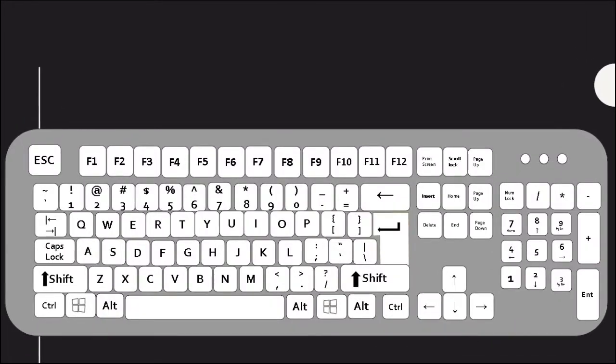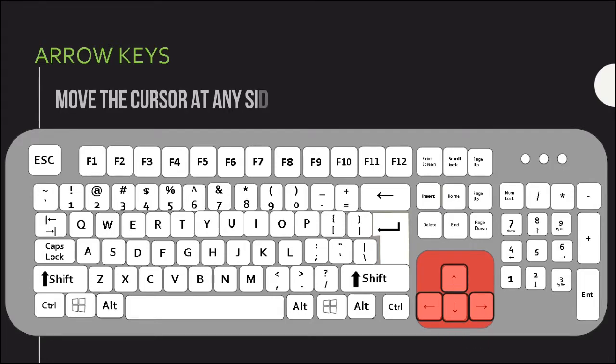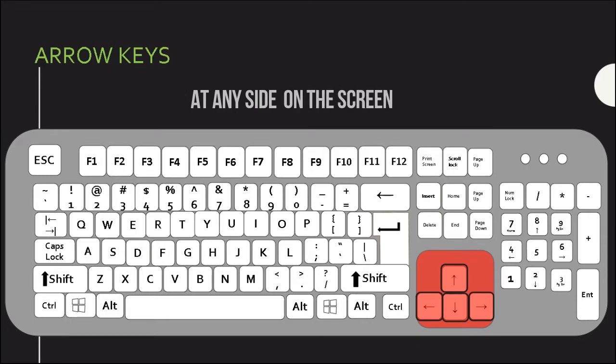Next we have arrow keys. These keys are also called cursor control keys or cursor moving keys. They are used to move the cursor left, right, up, and down. So using these keys, we can move the cursor to any side on the screen.